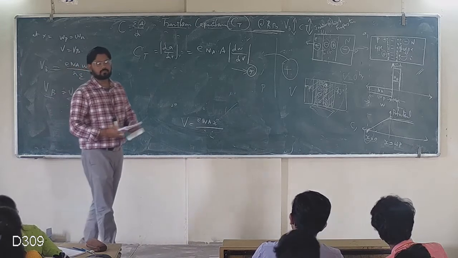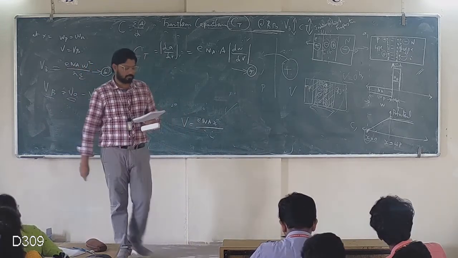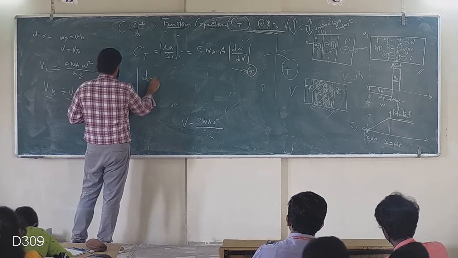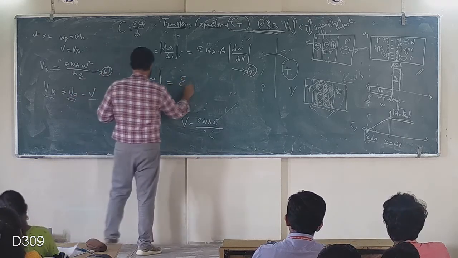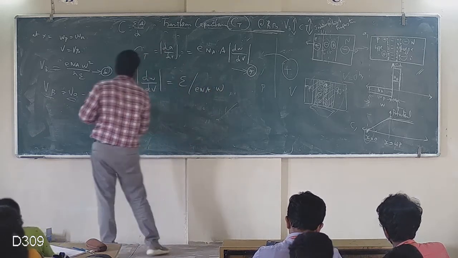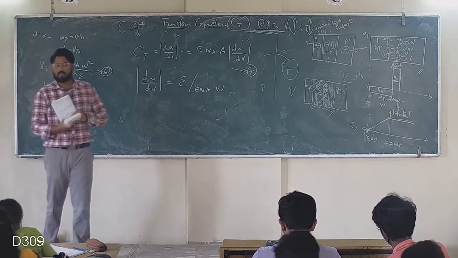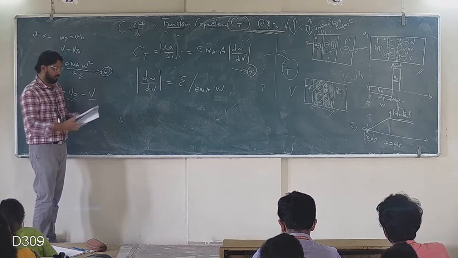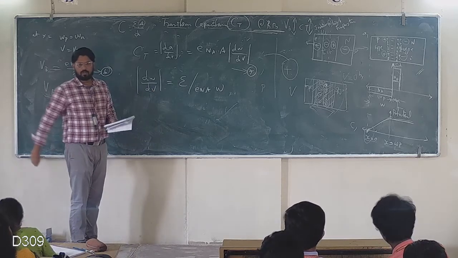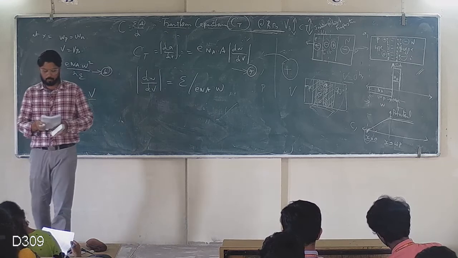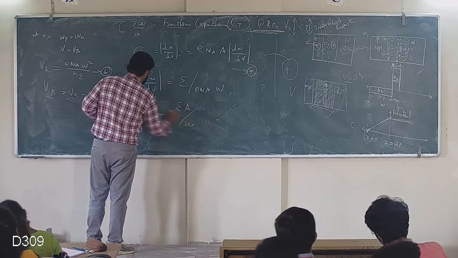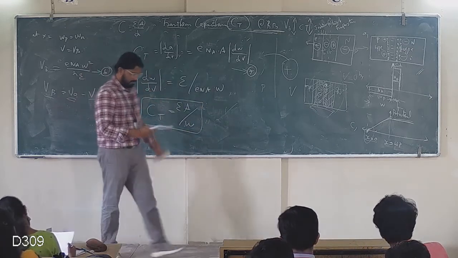From equation 6, modulus of dW divided by dV is equal to epsilon divided by e N A W. Hence CT is equal to epsilon A divided by W.